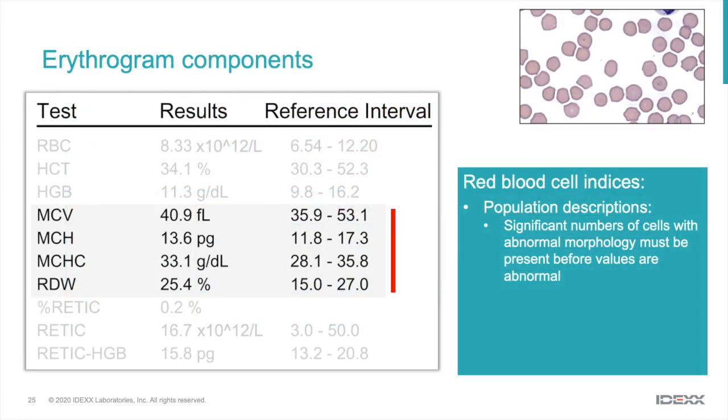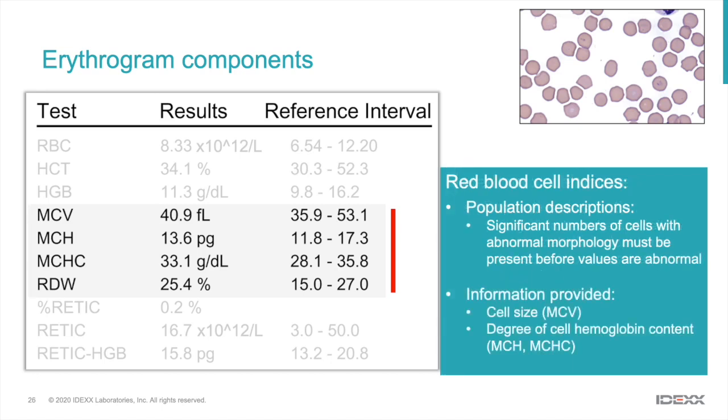Now we can move on to the red blood cell indices. And my guess is you probably don't use all of them. You may use MCV and MCHC. Many people are confused about what the RDW or red cell distribution width is, and we'll talk about that specifically. The key point about the indices is that these are all describing the population of red cells as a whole. It's the mean cell volume, the mean cell hemoglobin concentration. So that means we have to have really significant numbers of abnormal cells in circulation before we see values deviate outside of the reference interval.